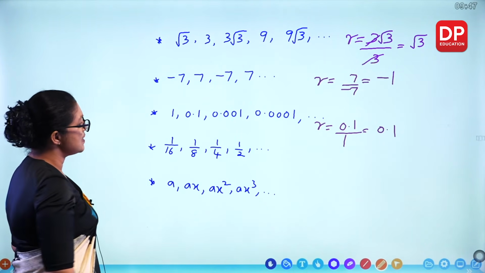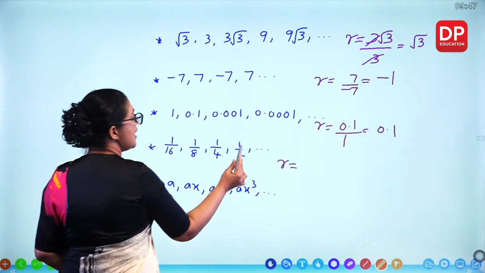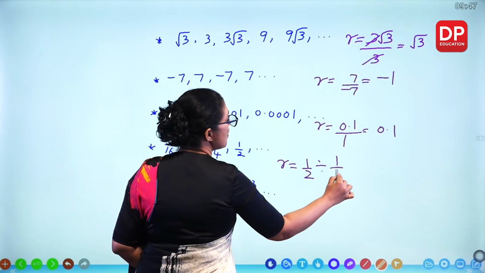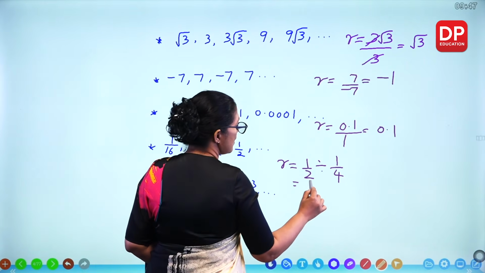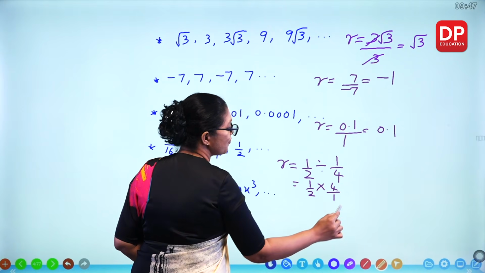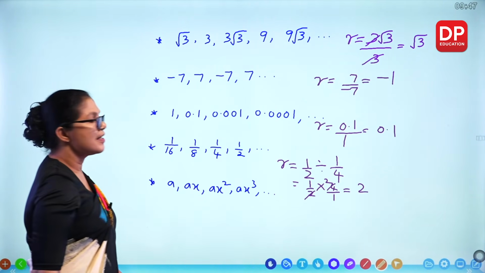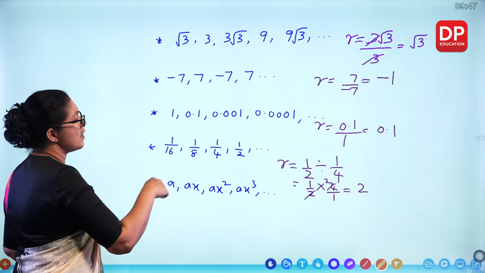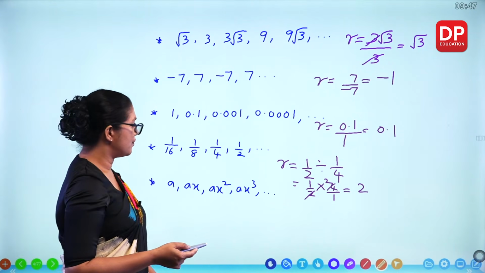This one, which one is easy? When you get fractions, it's easy to write this way. Any term, half, divided by the previous term, 1/4. Then I can rewrite this as multiplication with the reciprocal. When I take the reciprocal, I get the ratio as 2. What does it mean? Take the term, multiply by 2 to get the next term. 1/4 multiplied by 2, you get half.